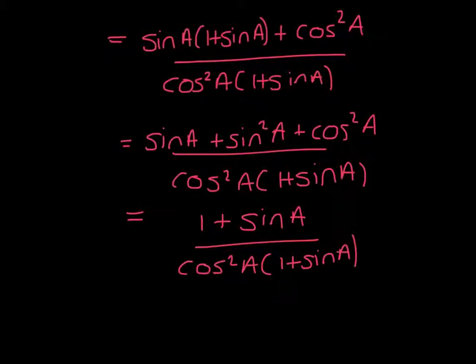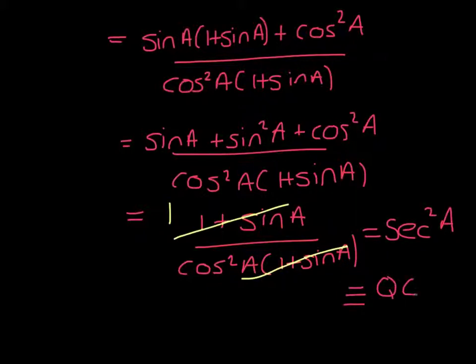And the 1 plus sine A on the top will cancel with the 1 plus sine A on the bottom. That leaves me with 1 over cos squared A, which is sec squared A. And that is the right-hand side of the equation.